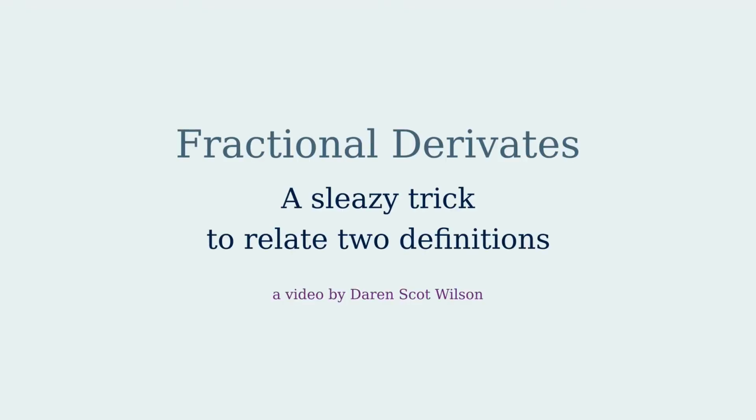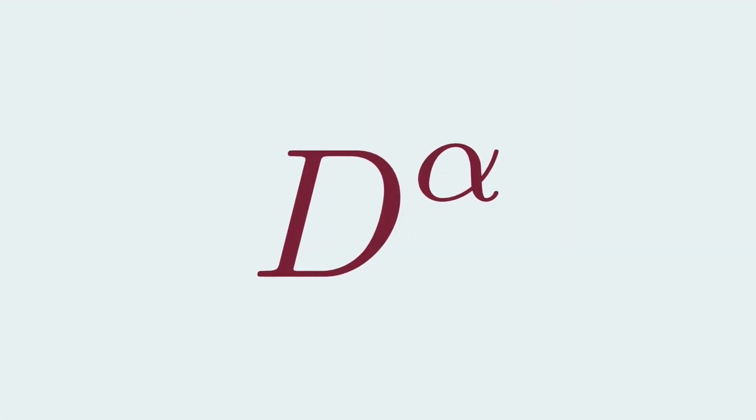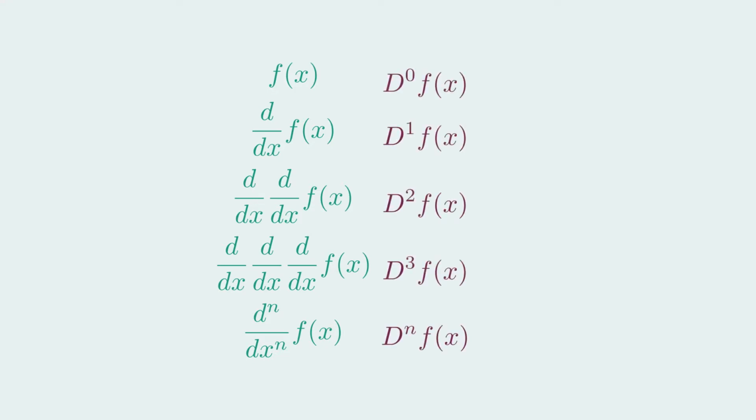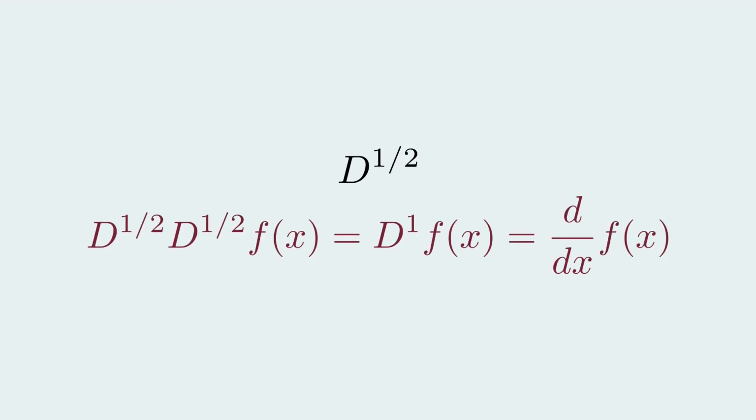Here is a sleazy trick involving fractional derivatives. But first, what is a fractional derivative? When you differentiate a function again and again, you write stuff like this. What if n is generalized to any real number, not just integers? That's a fractional derivative. An important special case is the semi-derivative. It's an operator that, when applied twice, gives the same result as a normal derivative.